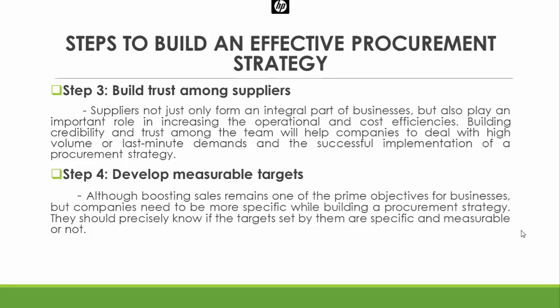And then develop measurable targets. Boosting sales remains one of the primary objectives of our businesses, but companies need to be more specific while building procurement strategies. They should precisely know if the targets set by them are specific and measurable or not.